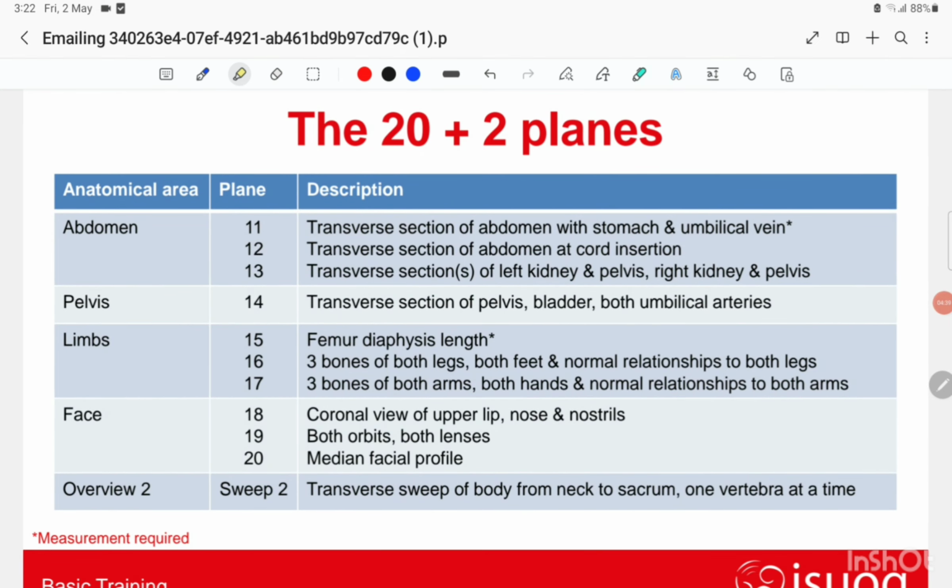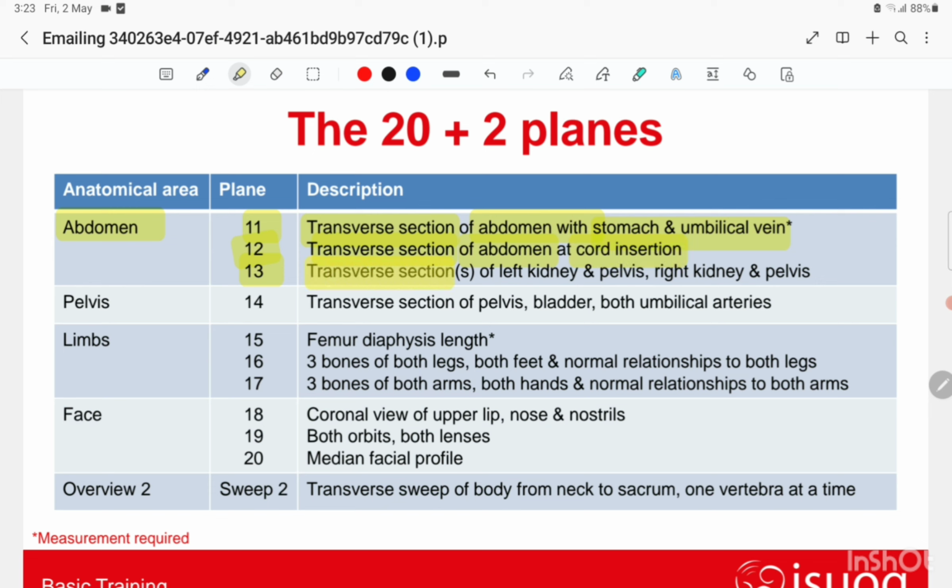Next is the next anatomical area. The 4th anatomical area is the abdomen. In the abdomen there will be 3 planes, plane 11, plane 12, plane 13. In plane 11 there will be a transverse section of the abdomen with the stomach and umbilical vein. In plane 12, the transverse section of the abdomen at the level of cord insertion, you will take a plane.